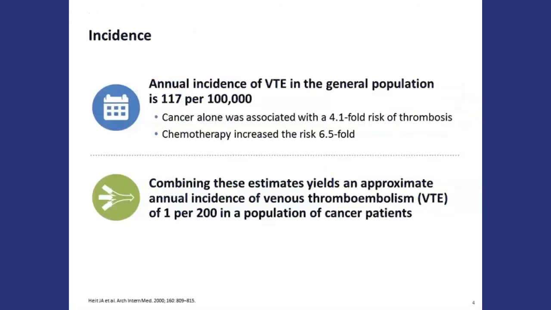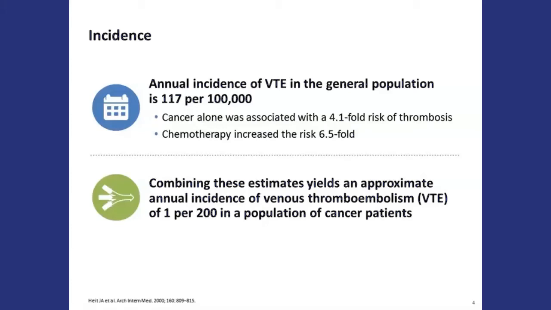So we know that in the general population, the annual incidence of VTE is approximately 1 in 1,000, making it the third most common cardiovascular disease after heart attack and stroke. Cancer itself can increase the risk of this by about 4-fold on average, though we do know that some cancers are more thrombogenic than others, and I'll go over that in the next few slides.